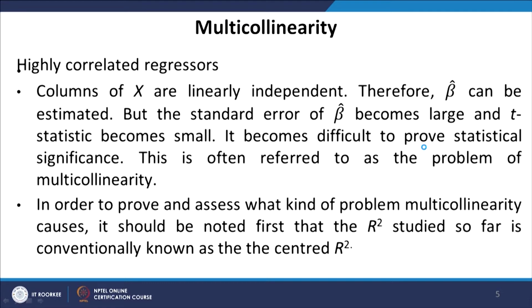In order to assess what kind of problem multicollinearity causes, it should be noted first that the R square studied so far is conventionally known as the centered R square. So, now we are going to introduce something which is called the uncentered R square and explain what kind of problem we might associate with the problem of multicollinearity, right.